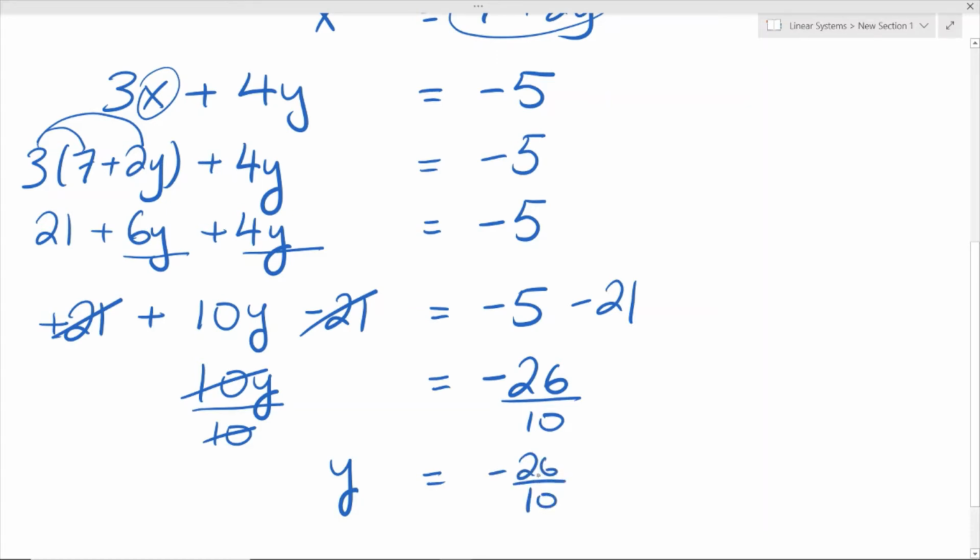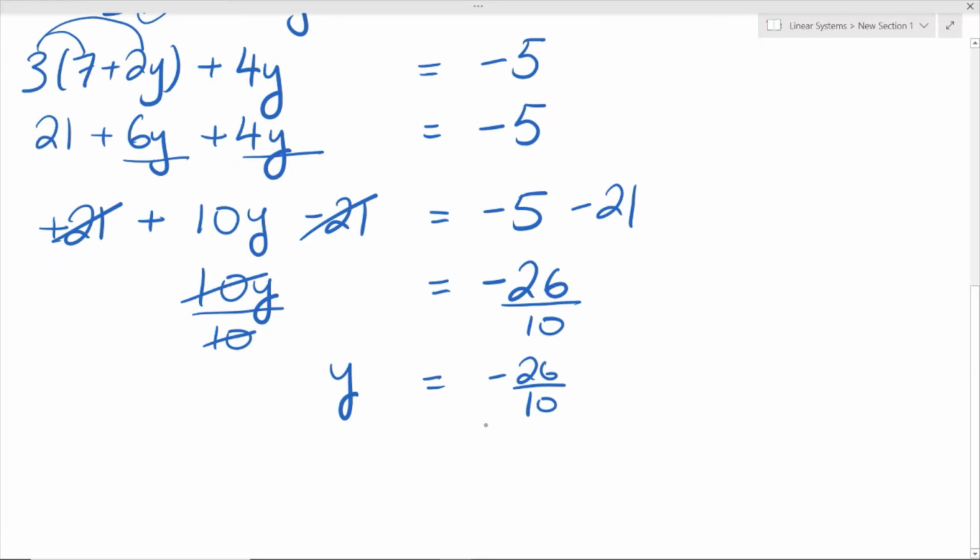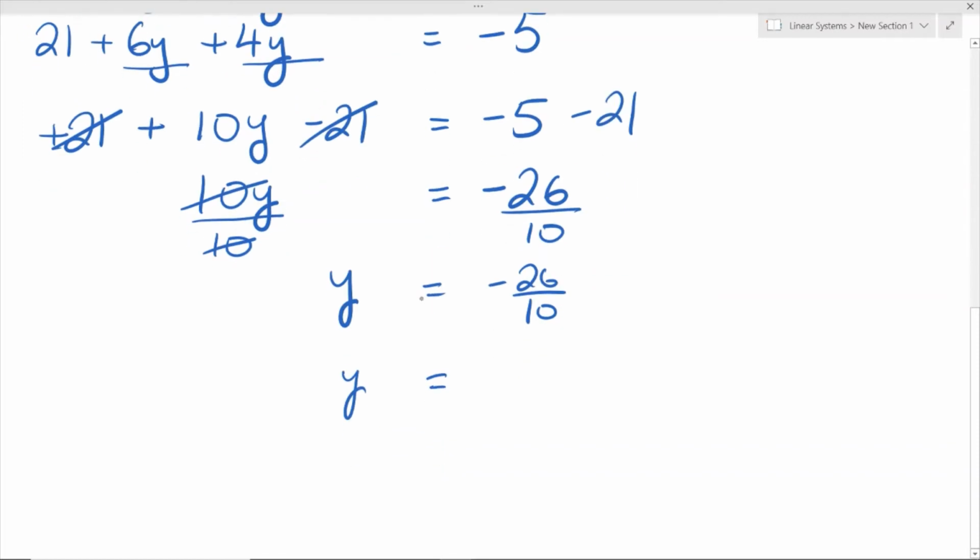And here we can see that 26 and 10 are even numbers, so it basically means that we can simplify as fractions, so we can divide by 2 here and divide by 2 here, and we will get negative 13 in the numerator and 5 in the denominator. So y is equal to negative 13 over 5.